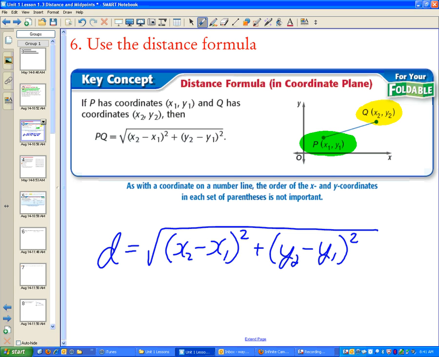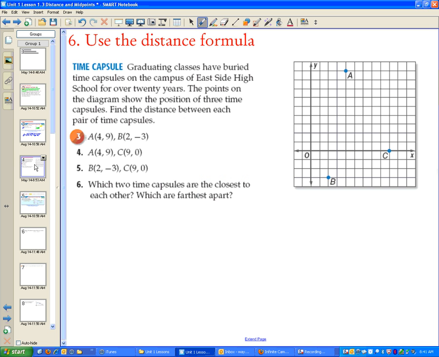So my formula is the same as the book's. I just wrote a d for distance instead of PQ for the length of PQ. But remember, the distance between 2 points is the same thing as the length of the segment between those 2 points. So this covers it. Everybody got it? Okay.